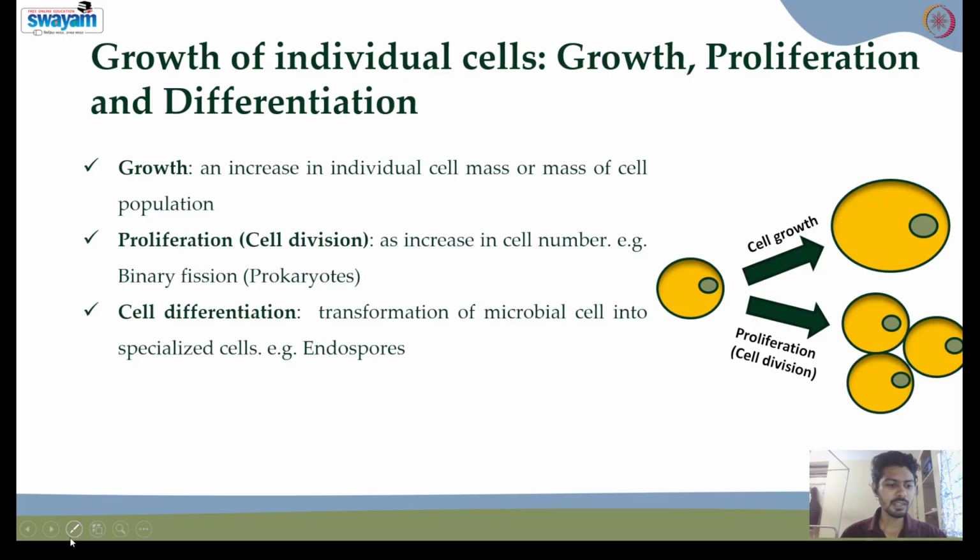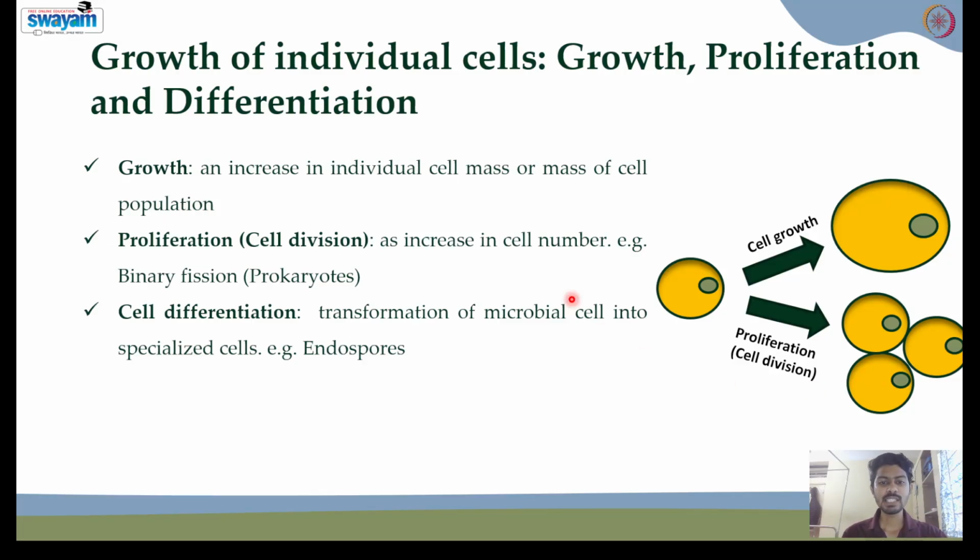As we could see here, cell growth refers to an increase in the biomass. There is no increase in the number of cells. Whereas in cell proliferation, one cell is divided into identical cells. So proliferation often refers to an increase in the cell number. Example, binary fission. In prokaryotes, what happens? 1 becomes 2, 2 becomes 4, 4 becomes 8. So there is always a 2 to the power of n division of cells that occurs.